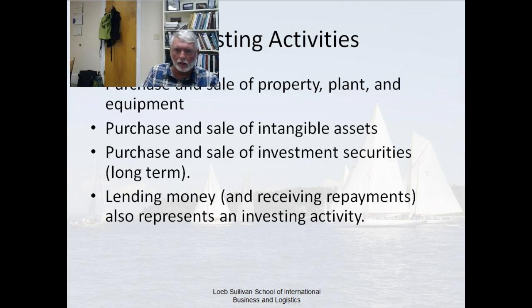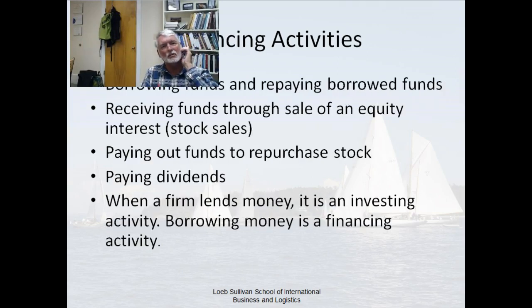So financing activities, getting money from outside. When people either lend us money or they invest in our company by investing in an equity interest, they buy our stock. Those are financing activities. Those are on the plus side, cash sources. We also may pay out dividends. That's a minus to financing activities, or pay out funds to repurchase our own stock. That's a negative. When we borrow money, it's a financing activity. If we pay back that borrowed money, it's a negative to that financing activity.